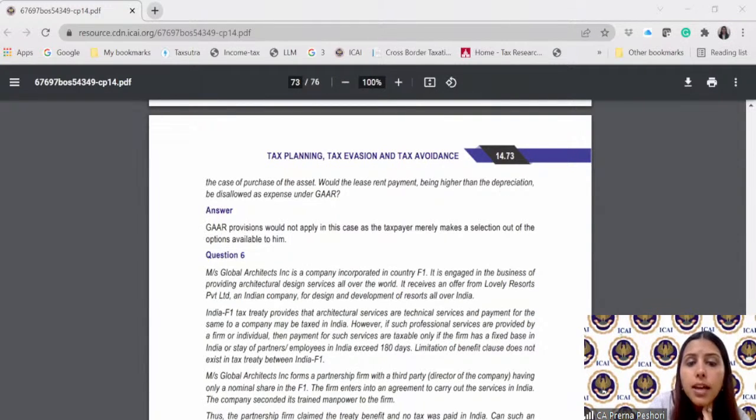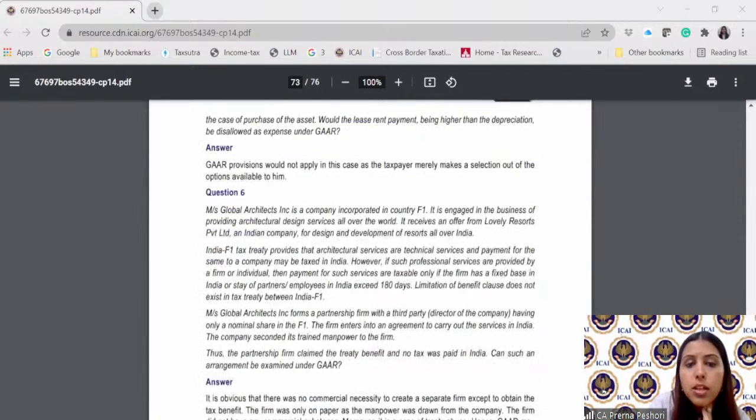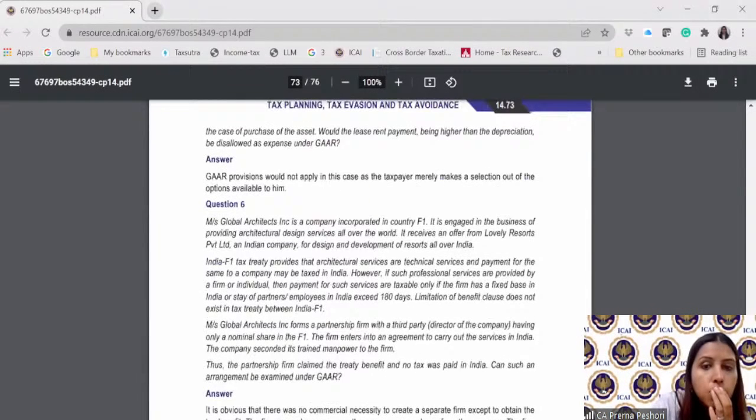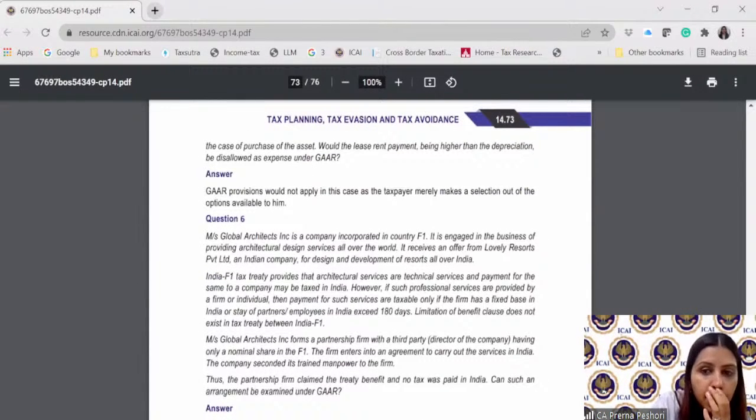Measures Global Architect Inc. forms a partnership firm with a third party, a director of the company having only a nominal share in F1. The firm enters into an agreement to carry out the services in India. The company seconded its trained manpower to the firm. Thus, the partnership firm claimed the treaty benefit and no tax was paid in India. Can such an arrangement be examined under the GAR?